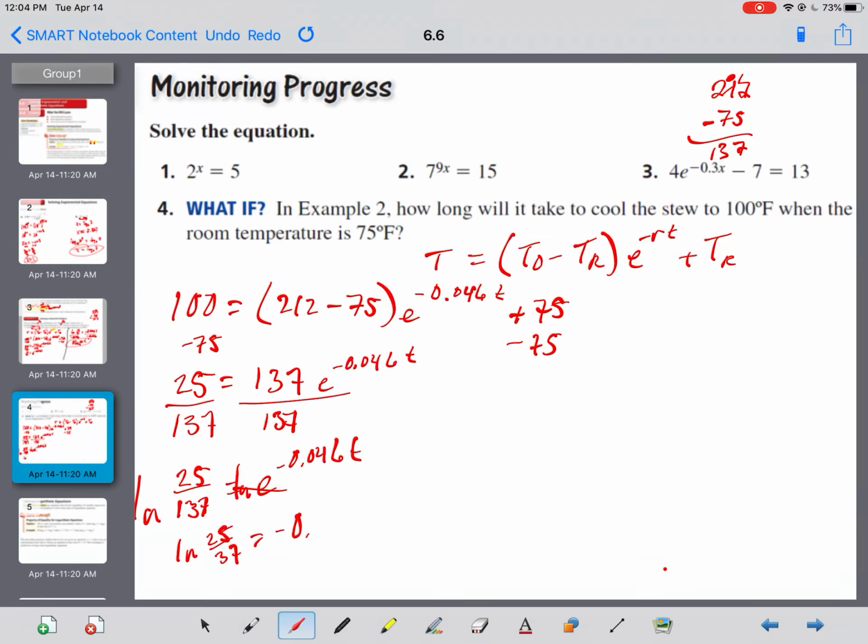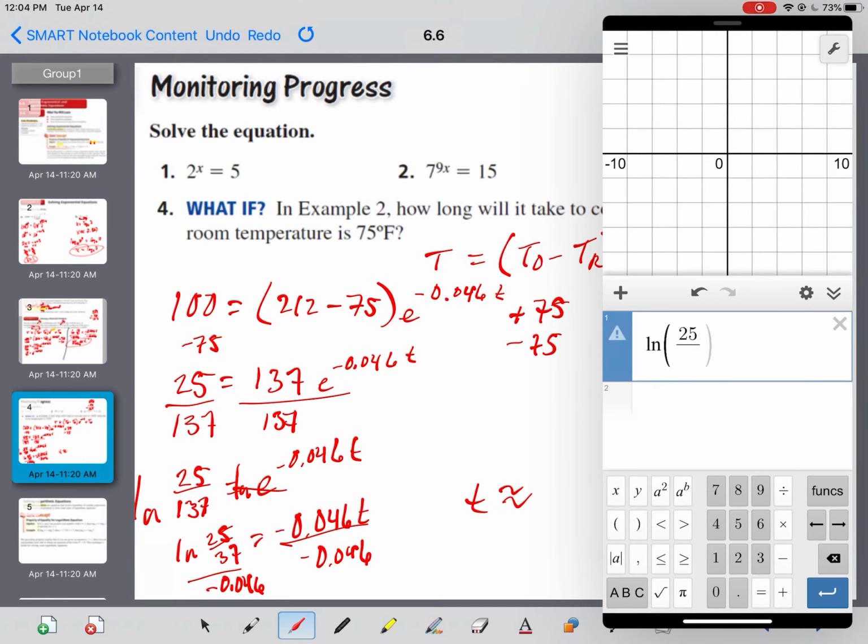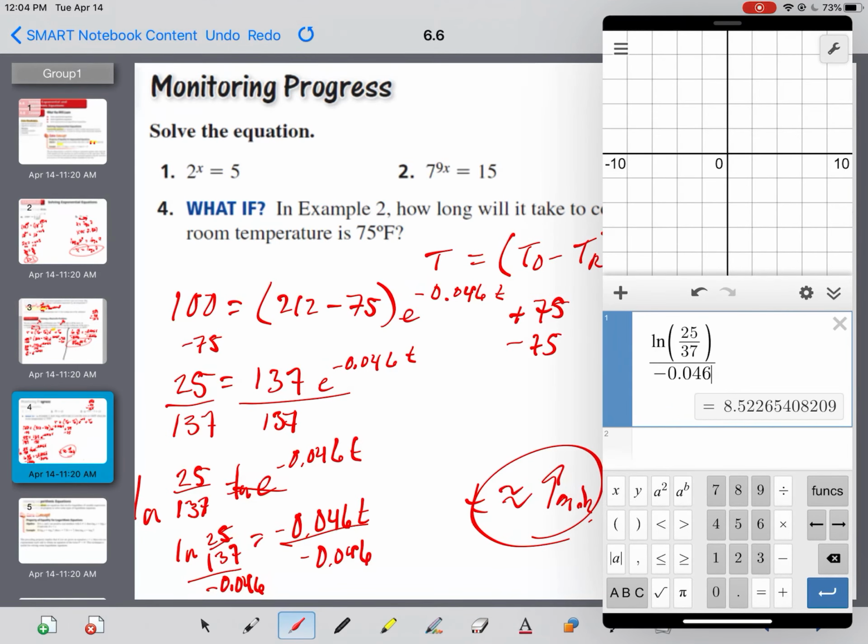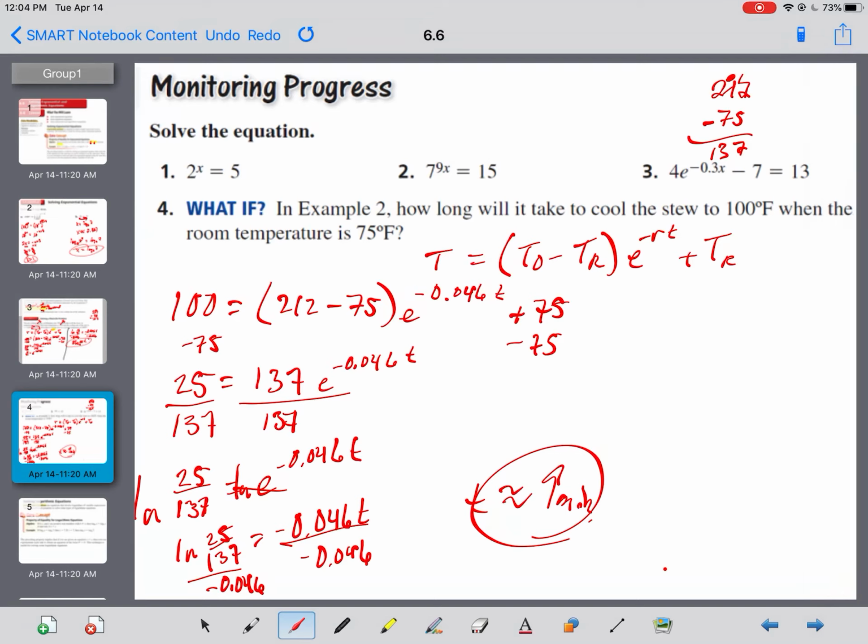We're going to ln both sides, which crosses that out. So the ln of 25 over 137 equals negative 0.0462. And we're going to divide by the negative 0.046. So t is approximately, we'll round it to a whole minute here, ln 25 divided by 137, divide by negative 0.046. So, about 9 minutes if we round to the nearest minute.